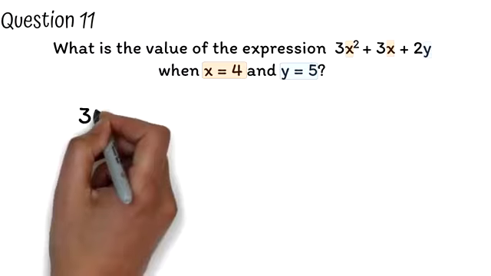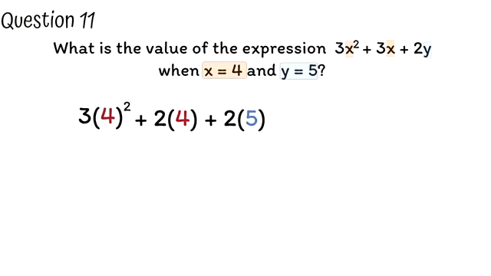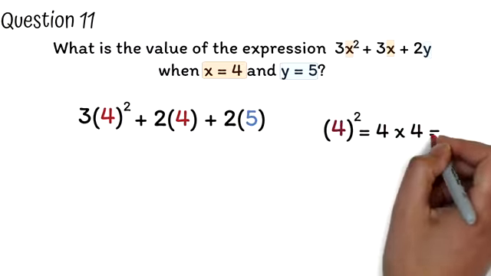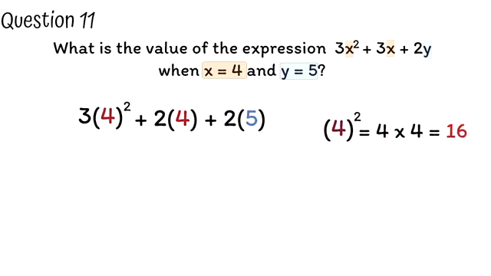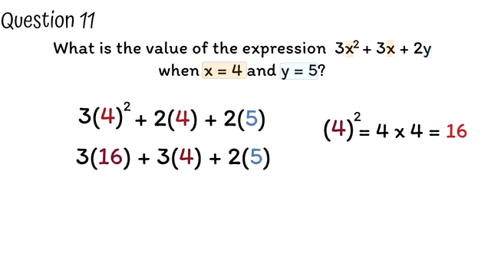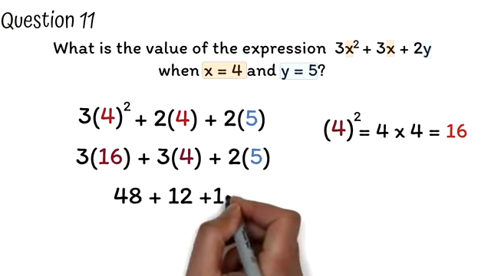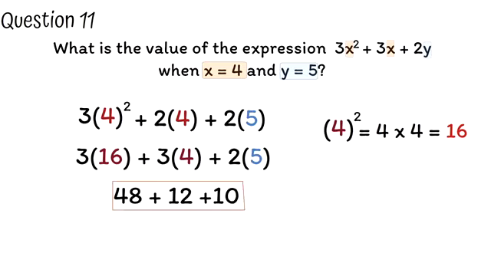Therefore, we can have 3 times 4 squared plus 3 times 4 plus 2 times 5. By order of operations, we have to perform the exponent first. 4 squared, which is 4 times 4, is 16. Now we have 3 times 16 plus 3 times 4 plus 2 times 5. 3 multiplied by 16 is 48, 3 by 4 is 12, and 2 by 5 is 10. We add 48 plus 12 plus 10. This will give us 70 as the value of the expression.